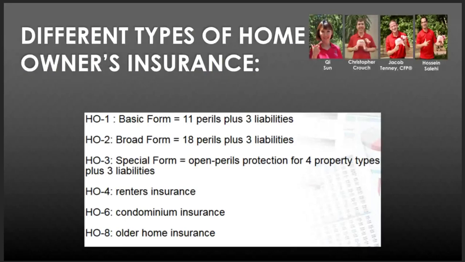HO2 is going to cover the 18 listed. HO1 is only going to cover the first 11 listed. So make sure you know that basic difference between those 3, HO1, HO2, HO3. And then after that, you just really need to remember that HO4 is for renters, HO6 is for condominiums, and HO8 is for older homes that might be special, historic, exactly. Thank you. That's the word I was looking for. Historic homes, special insurance for them.